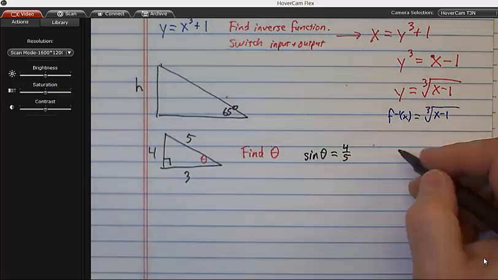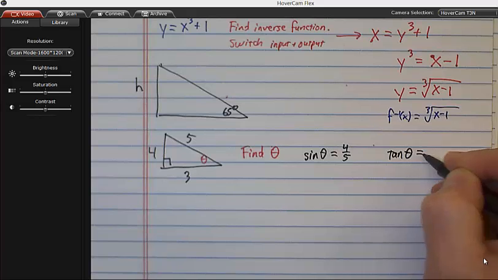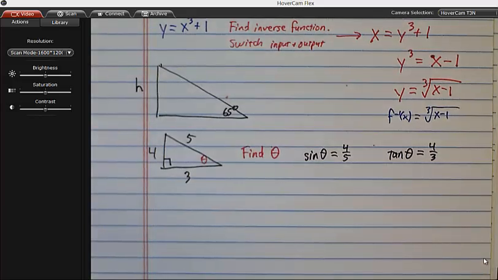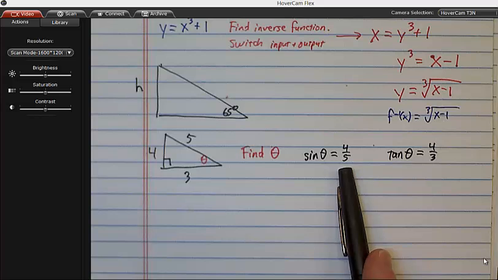And what I told you basically is the output. There are others you could do, by the way, too. You could do tangent of theta would equal what? 4 over 3. And so the idea of the inverse trig functions is that I give you the output, you give me the angle.